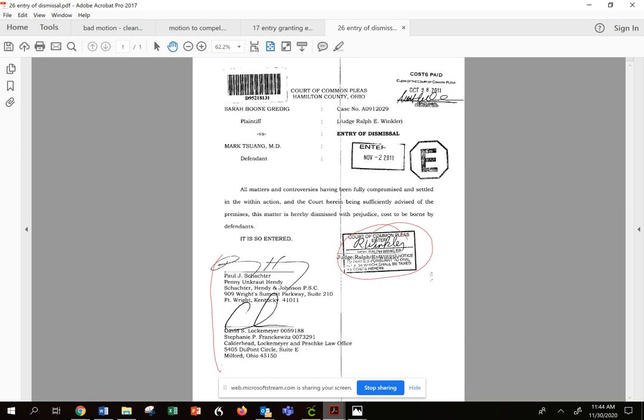This one is an entry of dismissal, dismissing the entire case. And it just says all matters and controversies having been fully compromised and settled, the court being sufficiently advised of the premises, this matter here is hereby dismissed with prejudice, cost to be borne by the defendants. Very basic, nothing too fancy. So just a couple of examples.